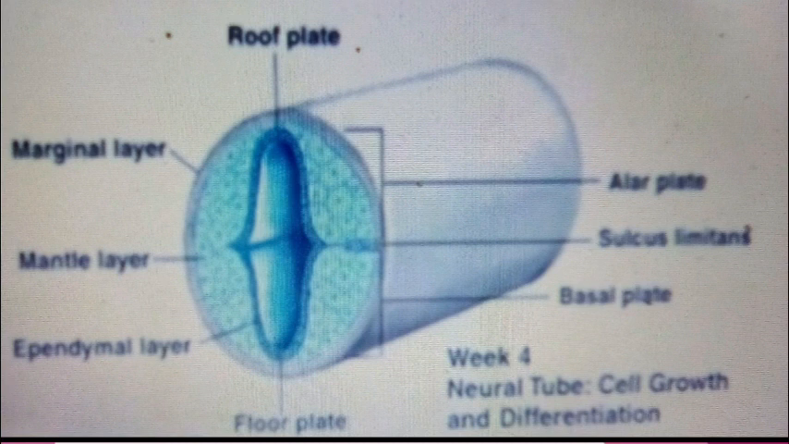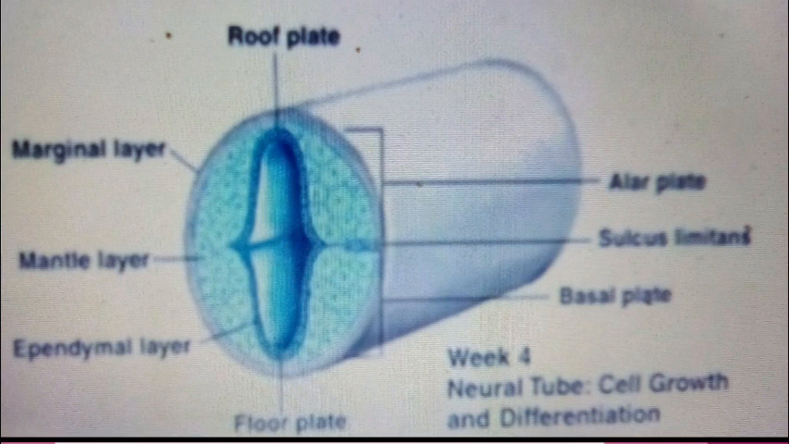Then you have myelination of the nerve fibers that you find in the marginal layer. And then when myelination occurs, you now have a whitish appearance, and you now call that the white matter of the spinal cord. So from the marginal layer, you're going to have the white matter of the spinal cord.